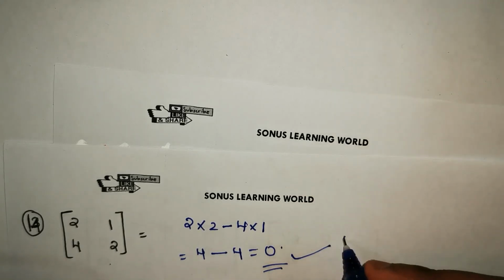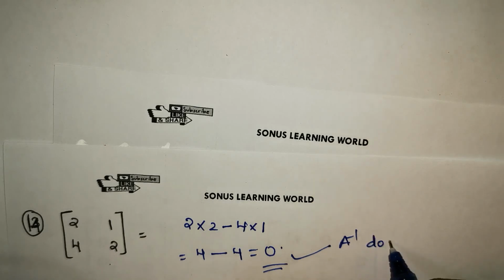Okay, students. So students, next is question number 14. Question number 14, here also A inverse does not exist. Why, students? I am multiplying this 2 into 2 minus 4 into 1. So that is 4 minus 4 is equal to 0. If it is 0, then A inverse does not exist. Okay, students, once you get a question, check whether A inverse exists or not. If A inverse does not exist, you can write that. No need of doing the rest of the operations.